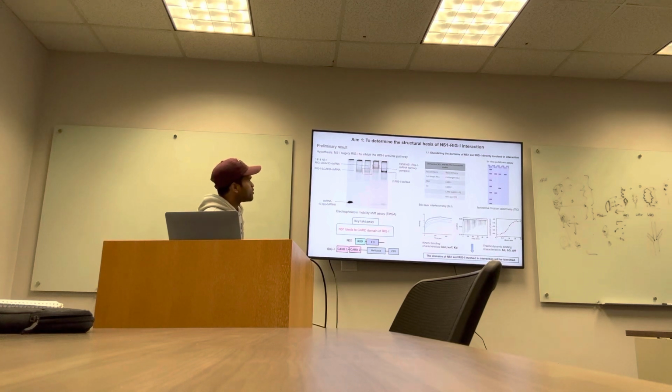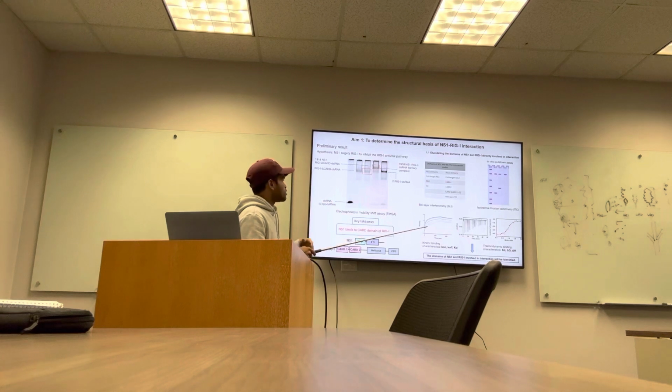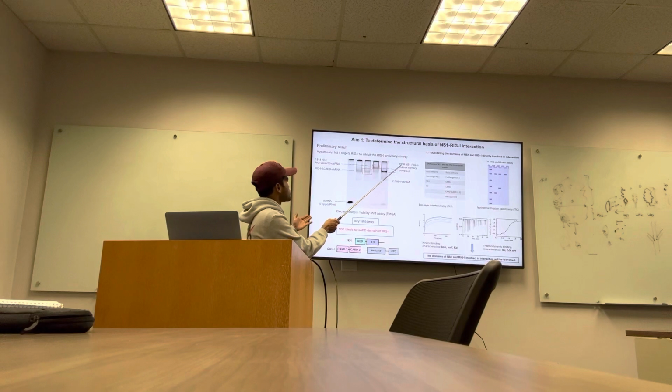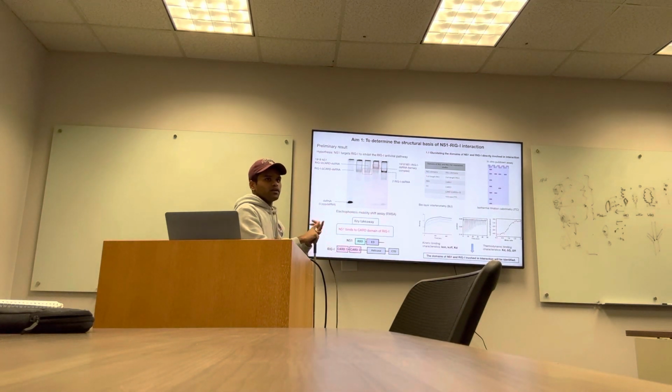Okay, so now coming to the first aim: to determine the structural basis of NS1 RIGA interaction. People have shown that NS1 and RIGA interact, but there has not been any structural model of this interaction. Since RIGA interacts with the viral RNA, in the presence of the viral protein NS1, we saw, using electrophoresis mobility shift assay, if you see on the fourth lane, a shift in the migration of the RIGA-bound double-stranded RNA.